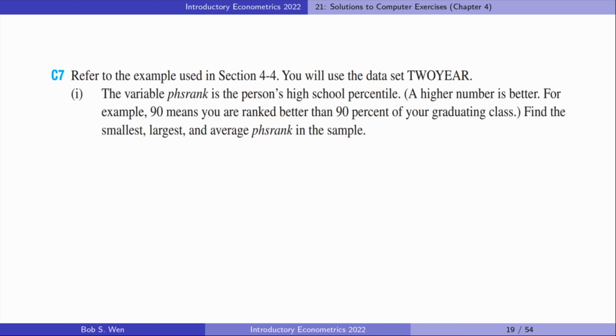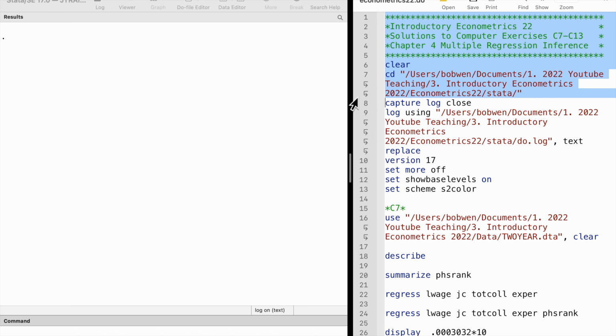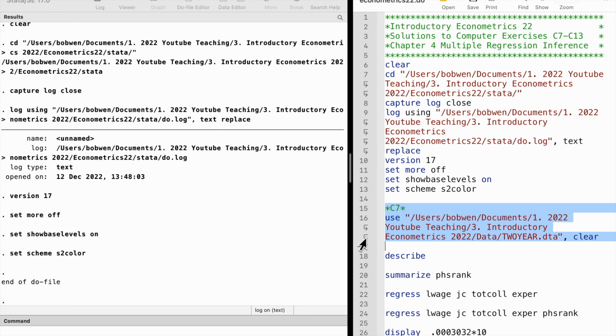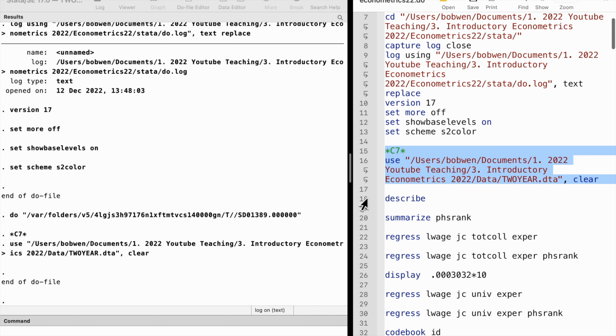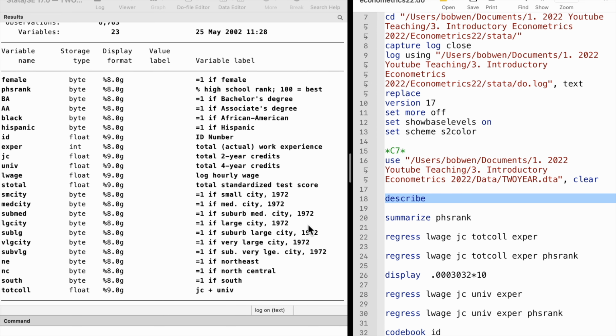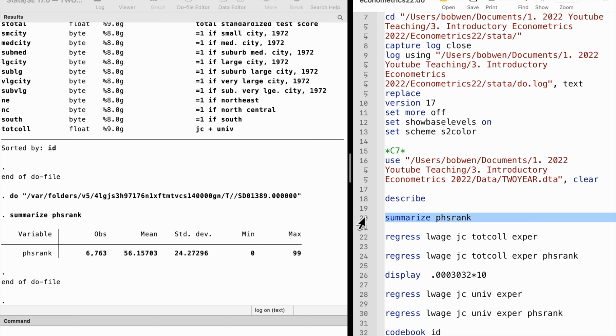Computer exercise number 7 is about the returns to college. We use the dataset and type describe to look at the information on the variables. For the first part, the variable PHS rank is the person's high school percentile. We use the Stata command summarize followed by the variable's name to find the variable's minimum, maximum, and sample average. The smallest value is 0 and the largest is 99 with a sample mean of 56.